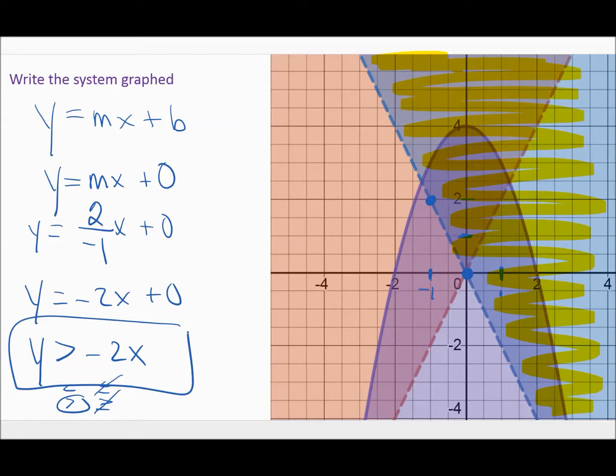Okay, so not bad. Just one piece at a time. We're looking at just the blue line. y is greater than -2x. And that is a negative slope, right? Because it's falling from left to right. Now, the next page, let's try the red line.